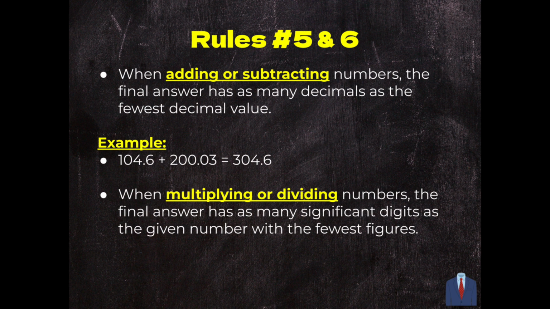Also, when multiplying or dividing numbers, the final answer has as many significant digits as the given number with the fewest figures. So say we have 800 being divided by 261. Our final answer will be 3, which has 1 significant digit, like the number 800.